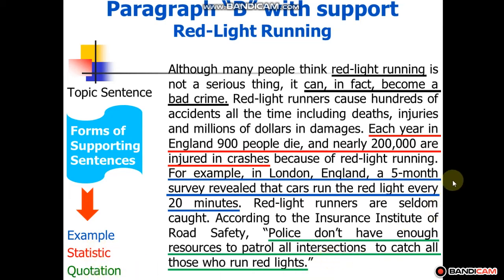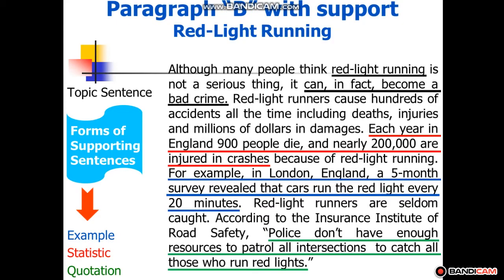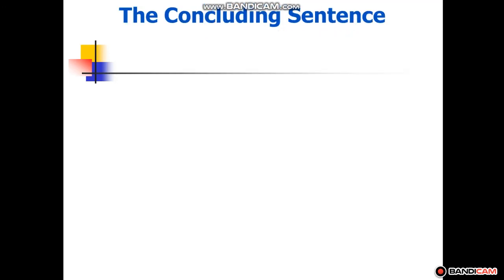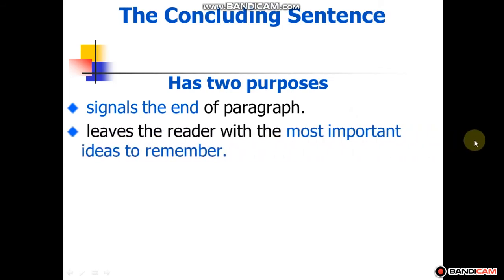So pair them. Now the concluding sentence has two purposes. Was there a concluding sentence here? No, we didn't need it here. It has two purposes. Well, it signals the end of the paragraph. We understand the paragraph has come to an end. And it leaves the reader with the most important ideas to remember.